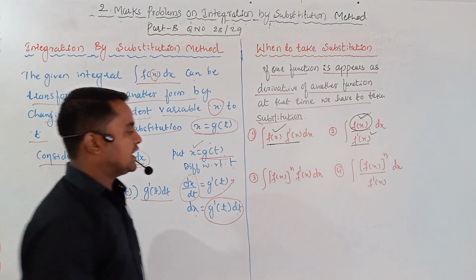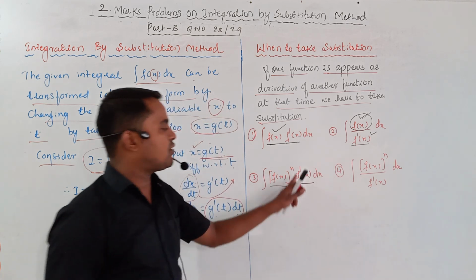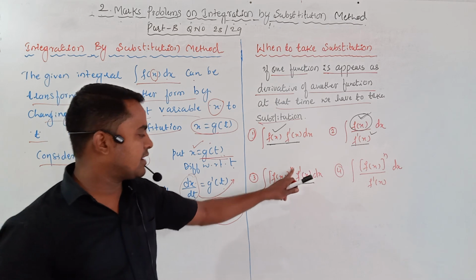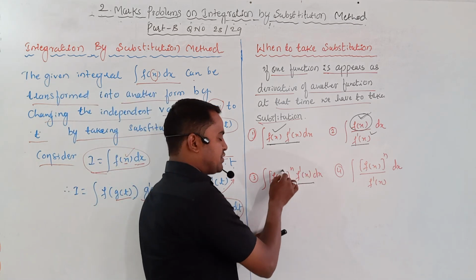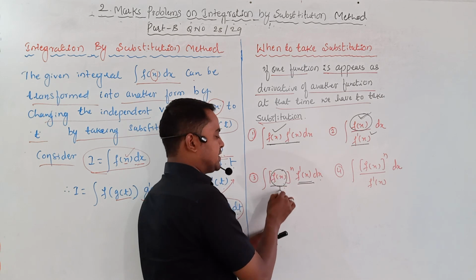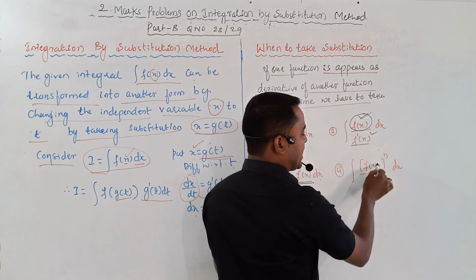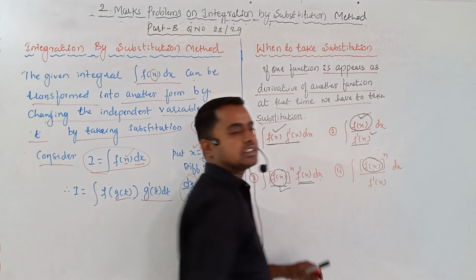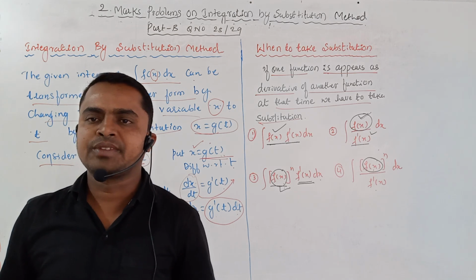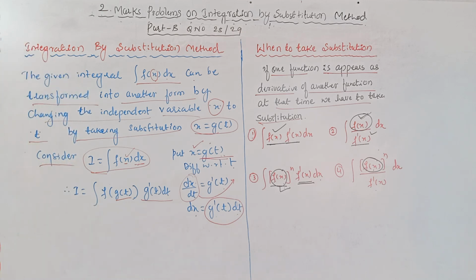In the same manner, f of x raised to n and f dash x, where n is any real number. If f of x raised to n f dash x dx appears, at that time take f of x as the substitution. In the same way, f of x raised to n divided by f dash x, again we have to take f of x as the substitution. So in this way we have to decide the substitution. So let us do the 2 marks problems of the previous year questions.